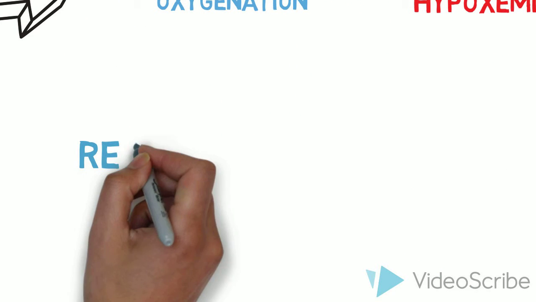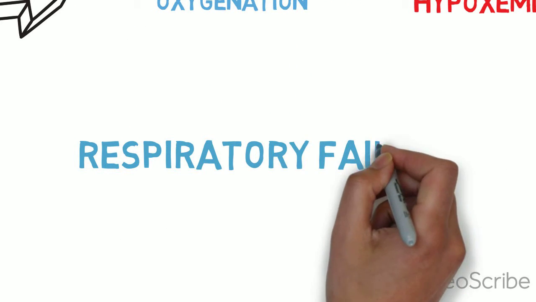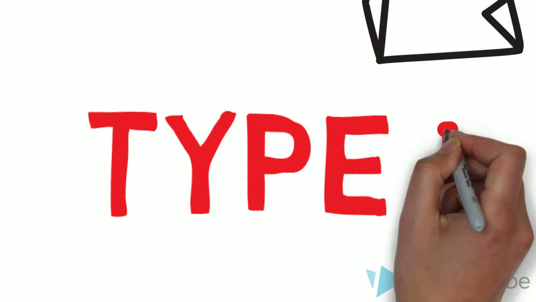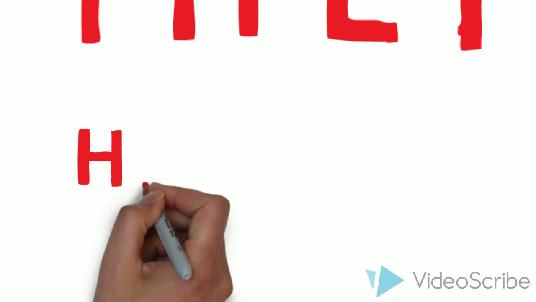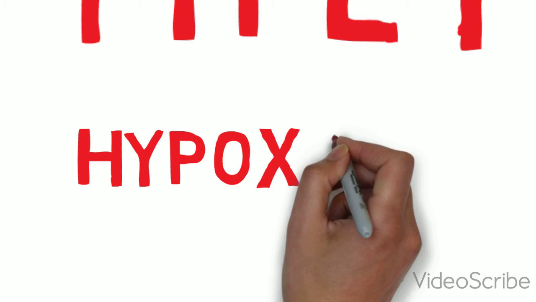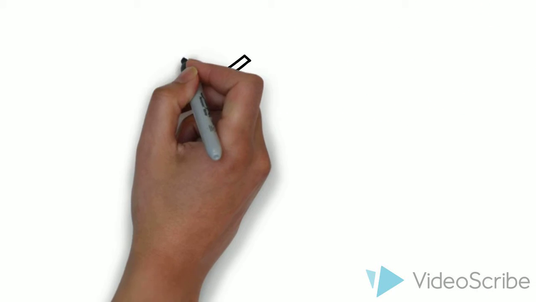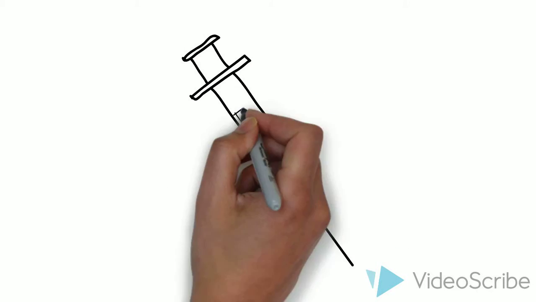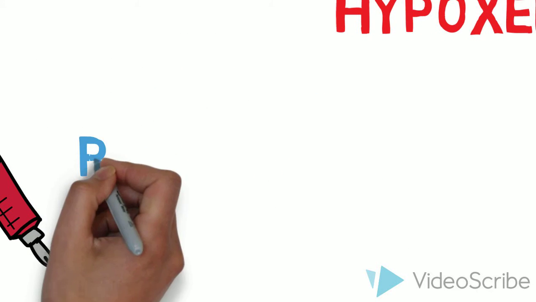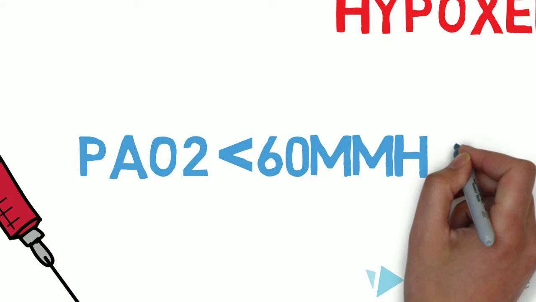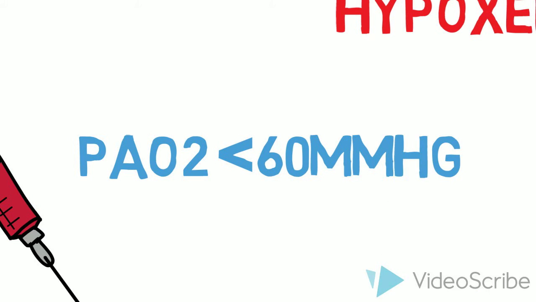Respiratory failure can be broken into two categories. The first category is type 1 respiratory failure. We may see, in this situation, hypoxemic respiratory failure without hypercapnia. An arterial blood gas would show us a partial pressure of oxygen less than 60 millimeters of mercury. This is usually related to fluid in the lungs, collapse of alveoli, or ventilation perfusion mismatch.